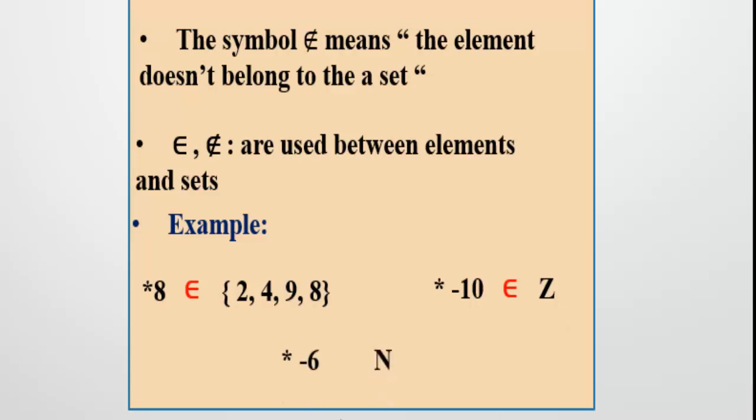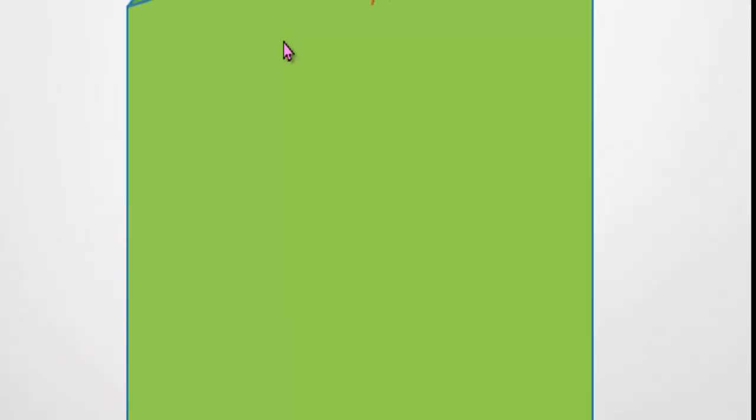The last one is we have negative 6 and N. Negative 6 is an element and N is a set. Negative 6 is a negative number, and we said that N contains 0 and all positive whole numbers. So, is negative 6 found inside of N? Of course not. So here I will say that negative 6 doesn't belong to N.